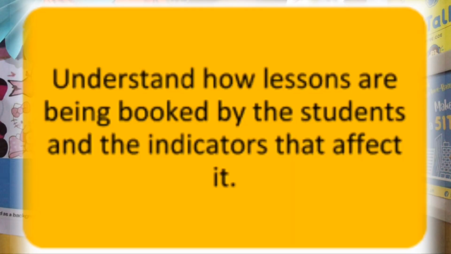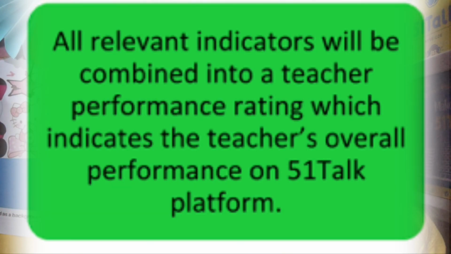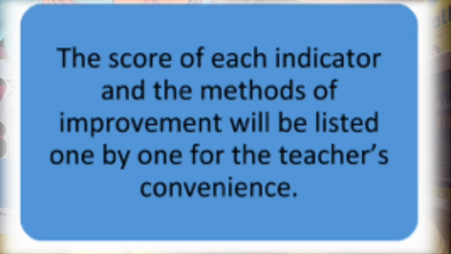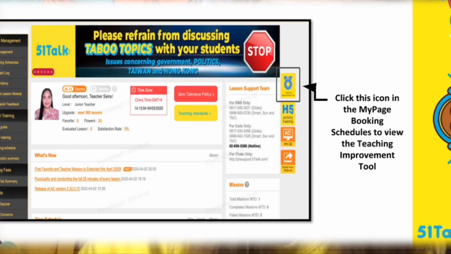Alright, so maybe you're wondering, how is this going to help me with my bookings? First, we can now understand how lessons are being booked by the students and the indicators that affect it. All relevant indicators will be combined into a teacher performance rating, which indicates the teacher's overall performance on the 5-1 Talk platform. Lastly, the score of each indicator and the methods of improvement will be listed one by one for the teacher's convenience. So this is how our My Page looks.